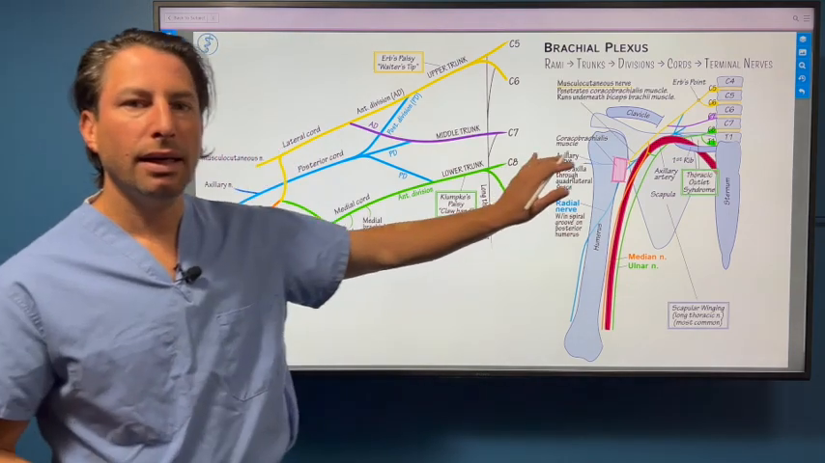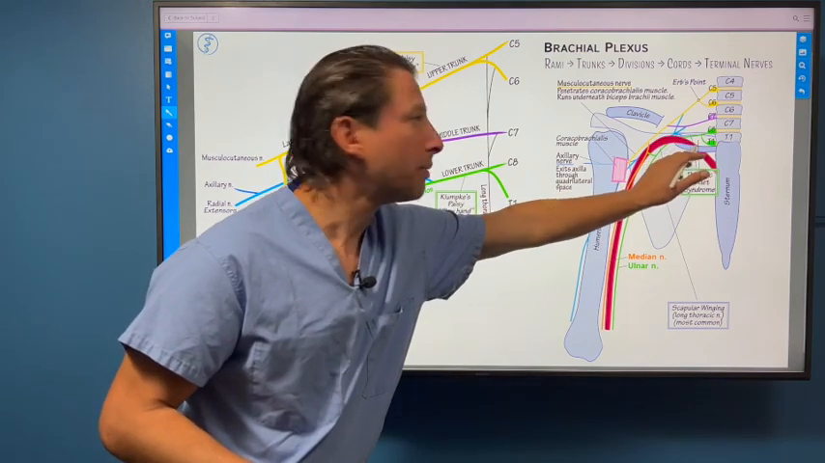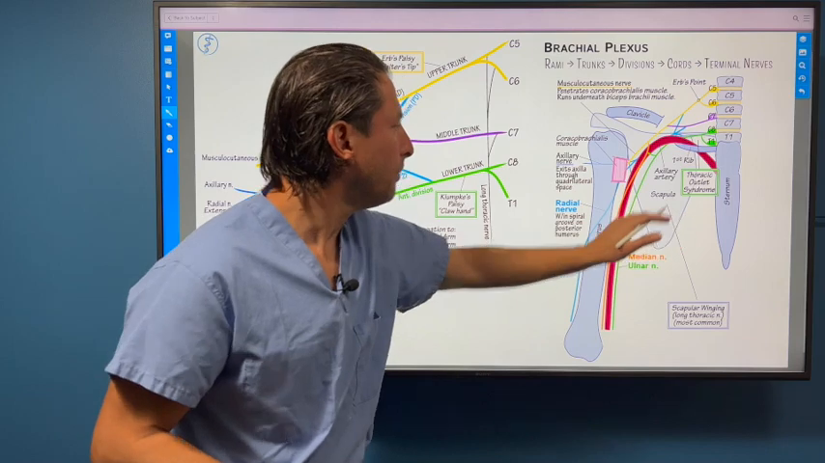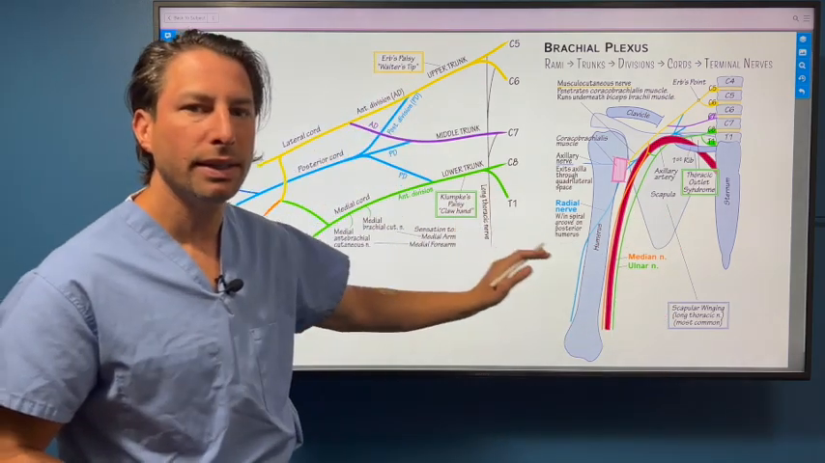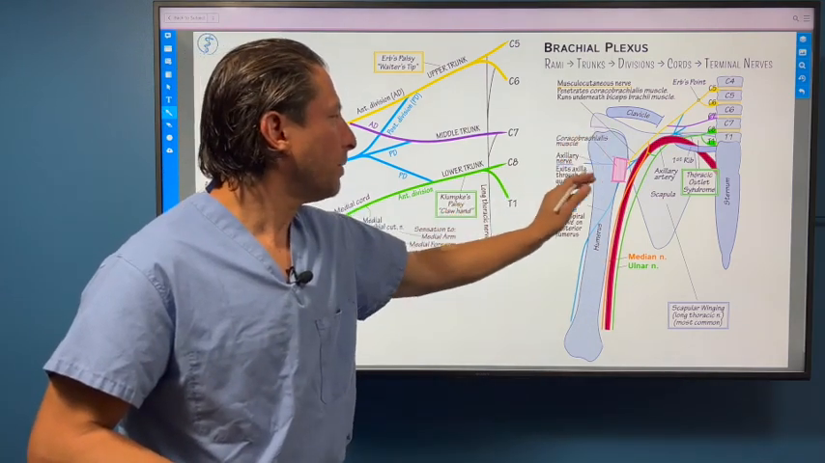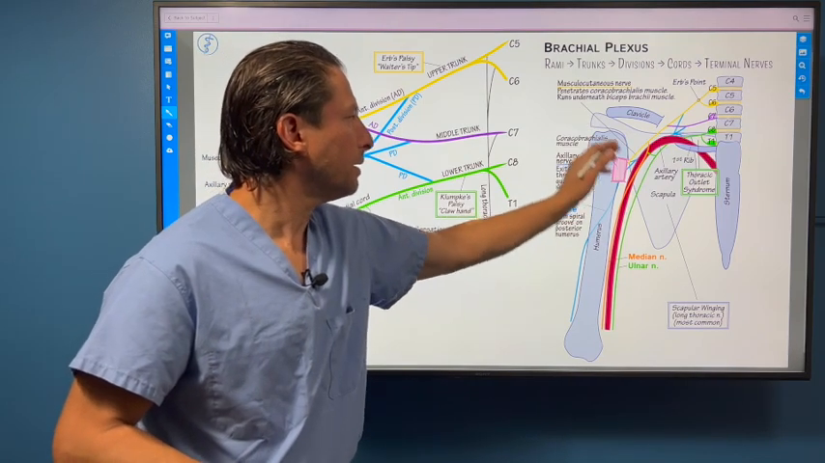And then some additional key anatomy here. Thoracic outlet syndrome, compression of the lower trunk here, and then scapular winging like we talked about with long thoracic nerve injury. There can be winging of the scapula. And then we just point out as well the axillary artery here and musculocutaneous nerve here.